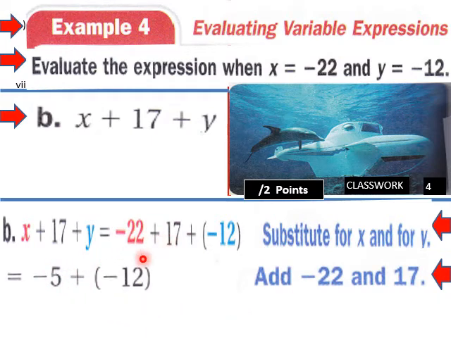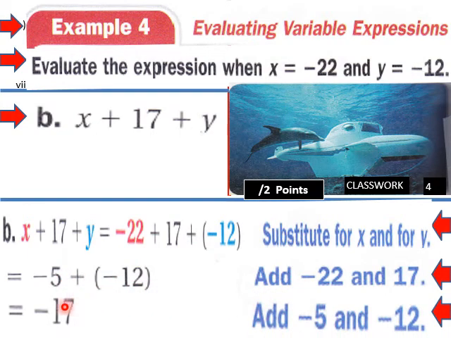-22 and positive 17 would be -5. This integer has a larger absolute value than 17, so we adopt this negative sign here. -22 and 17 be -5, plus a -12. So what is -5 and -12? So that would be -17, right? -5 and -12 be -17.